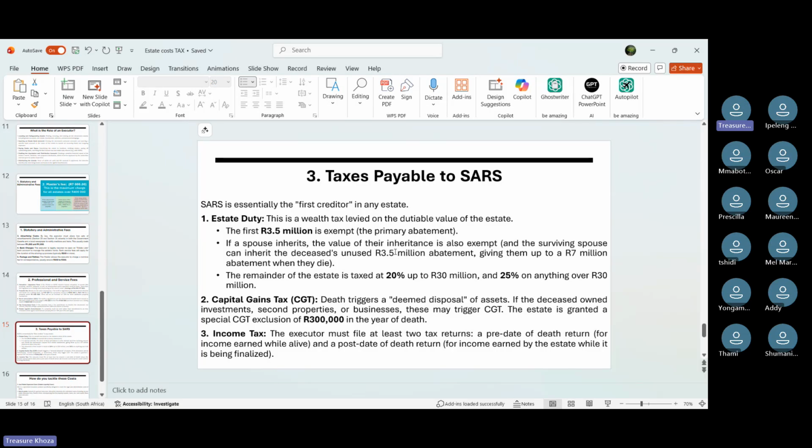Amen to that. The second one in terms of taxes payable to SARS is capital gains tax, the CGT. I spoke about the CGT. Even in death, you still have to pay CGT. Death triggers a deemed disposal of assets. So if the deceased owned investments, second properties or businesses, this may trigger CGT. The estate is granted a special CGT exclusion of 300,000.